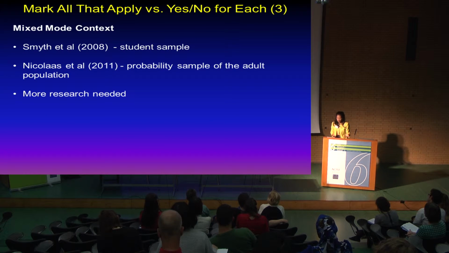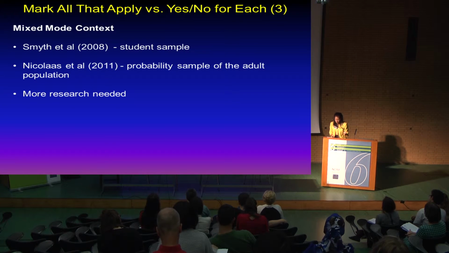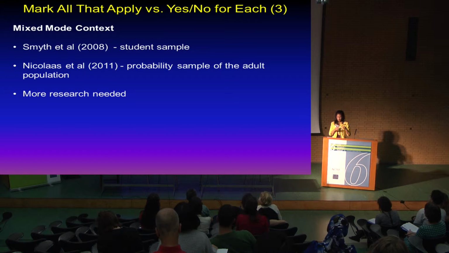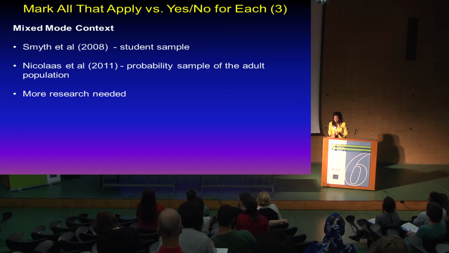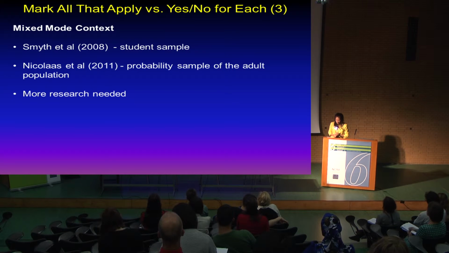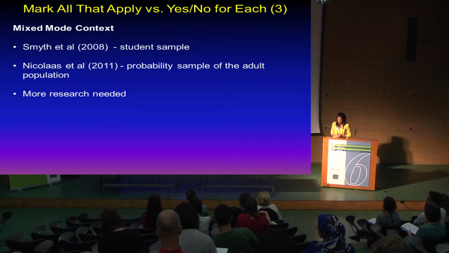What about the mixed mode context? Smith et al. 2008, using a student sample, found no differences with the yes or no across telephone and web. However, Nicholas et al., using a probability sample of the adult population, did find differences. With one question set, there were differences between the interview surveys versus web. With a different question set, there were differences between telephone versus face-to-face versus web. So again, an area where more research would be needed.